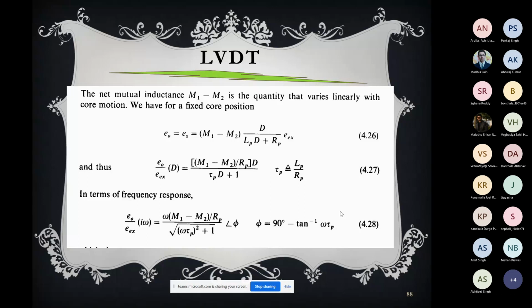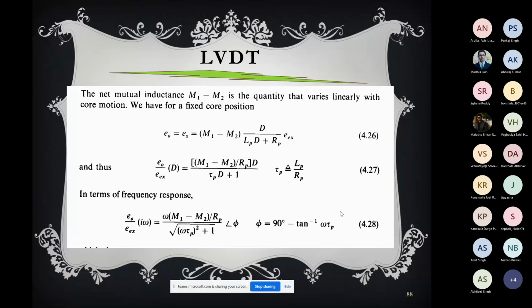So your homework will be, you plot E0 by EX with respect to omega. You see how it is coming. If you plot omega versus 20 log E0 by EX, you will see that from the starting point, there will be a 20 dB per decade rise until the corner frequency, which is 1 by tau p, where another pole will contribute.